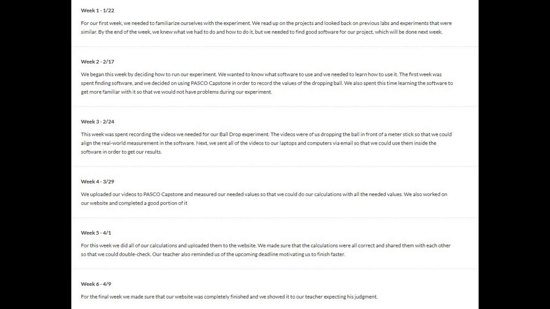The third week was spent recording the videos for the ball drop experiment. We dropped the ball in front of a meter stick so we could align the real-world measurements in the software. Next, we sent all of the videos to our laptops and computers via email so we could use them inside the software. We uploaded our videos to Pasco Capstone and measured our needed values so that we could do our calculations. We also worked on our website and finished a good portion of our PBL website.